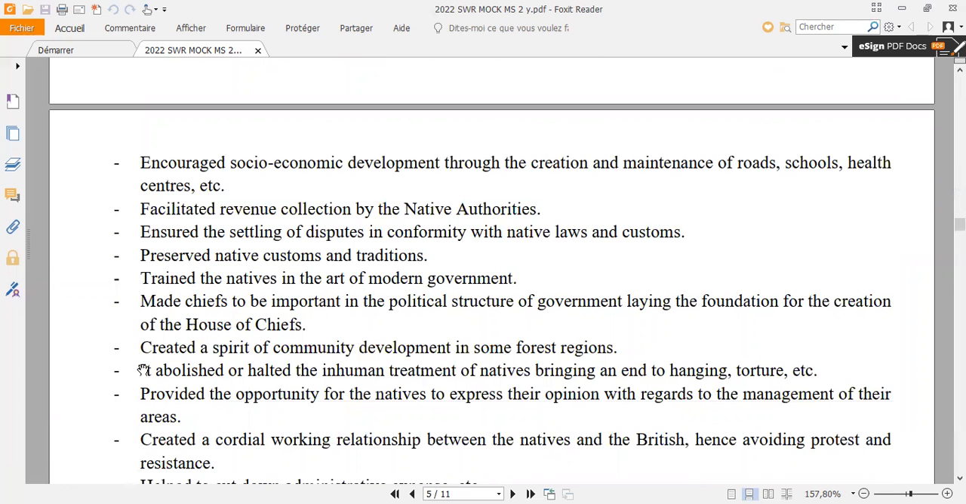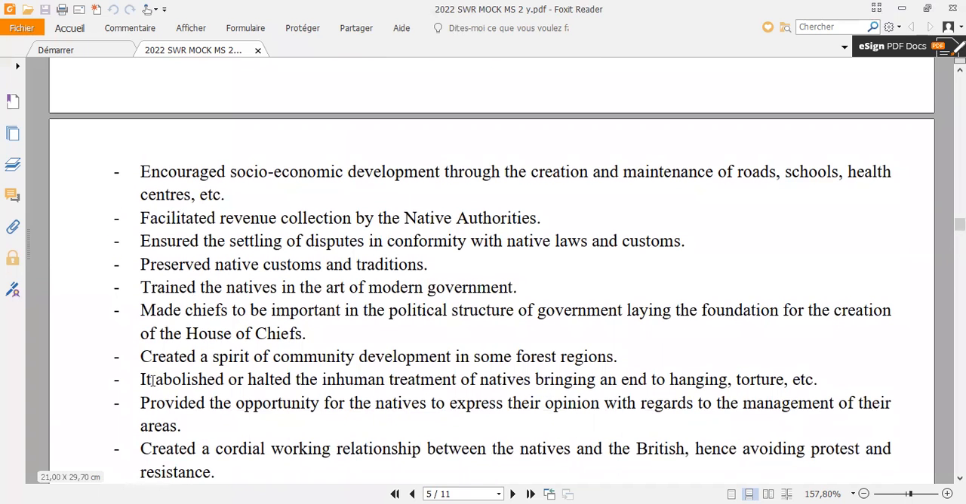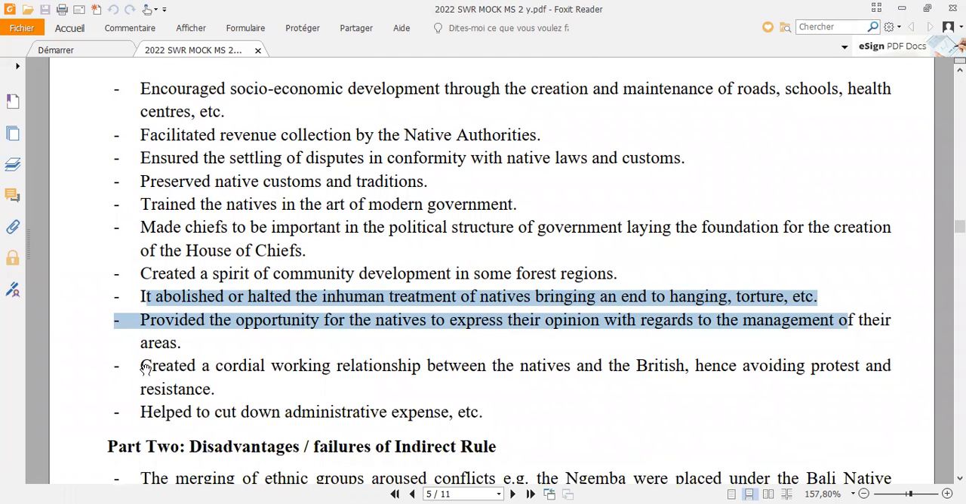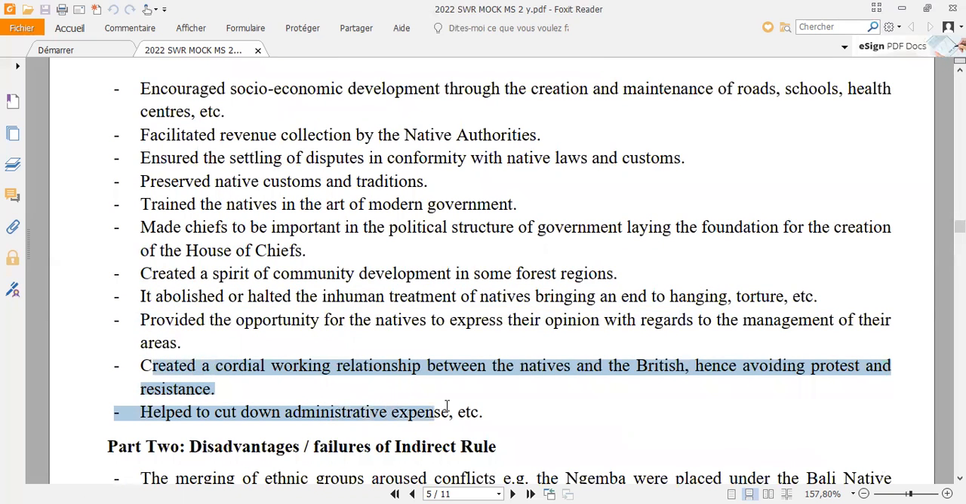It abolished and stopped the inhuman practices of the natives, bringing an end to hanging and torture, and provided the opportunity for the natives to express their opinion with regard to management of their area. It also created what? A cordial working relationship between the natives and the British, hence avoiding protest and resistance, and helped to cut down administrative expenses.